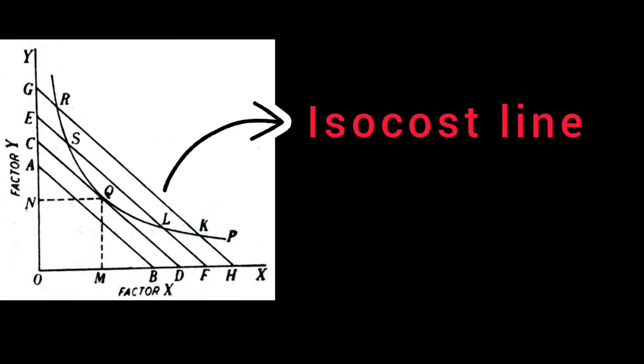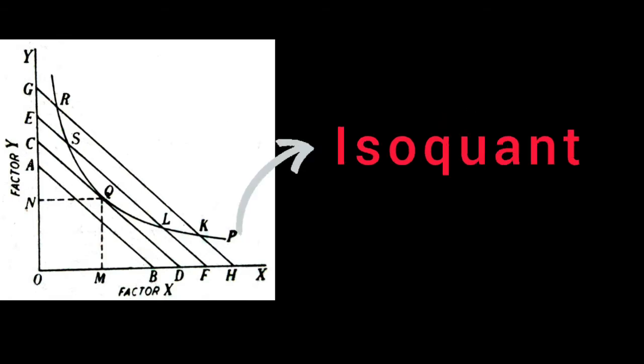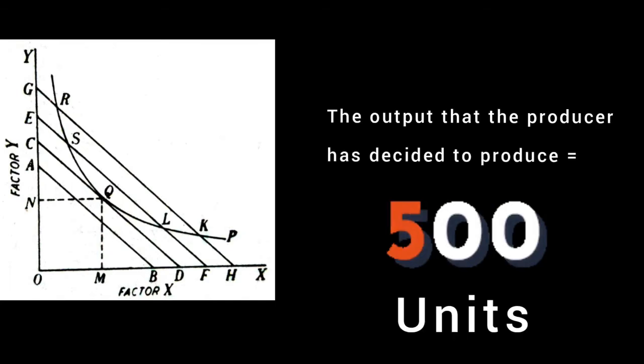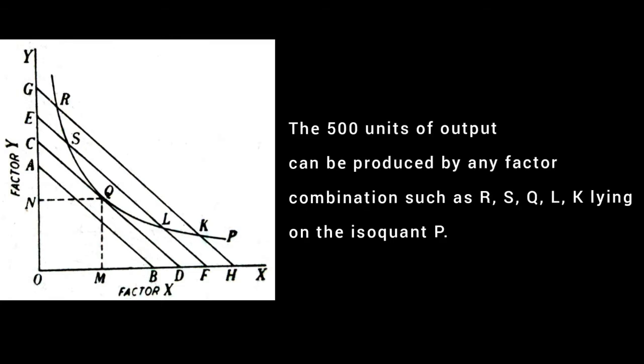Now in the figure you can see that we have both isocost line and isoquant. A, B, C, D, E, F and G, H are the isocost lines and P is the isoquant. Now suppose the entrepreneur or the producer has decided to produce 500 units of output. Now this 500 units of output is represented by the isoquant P.